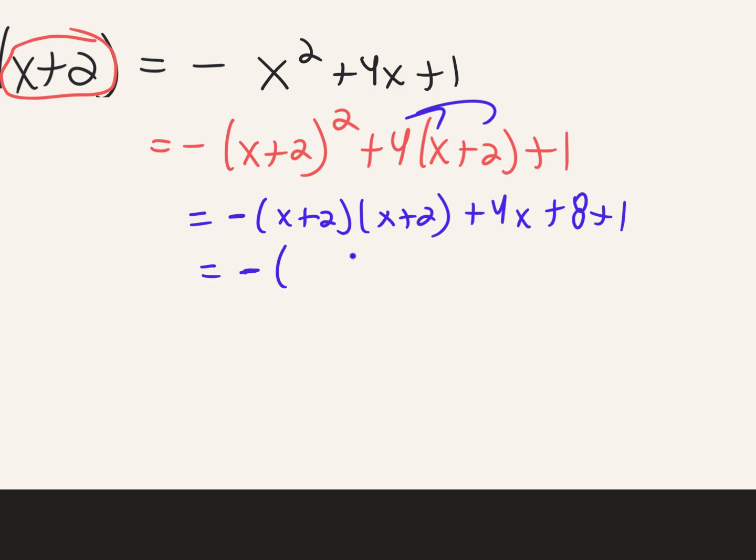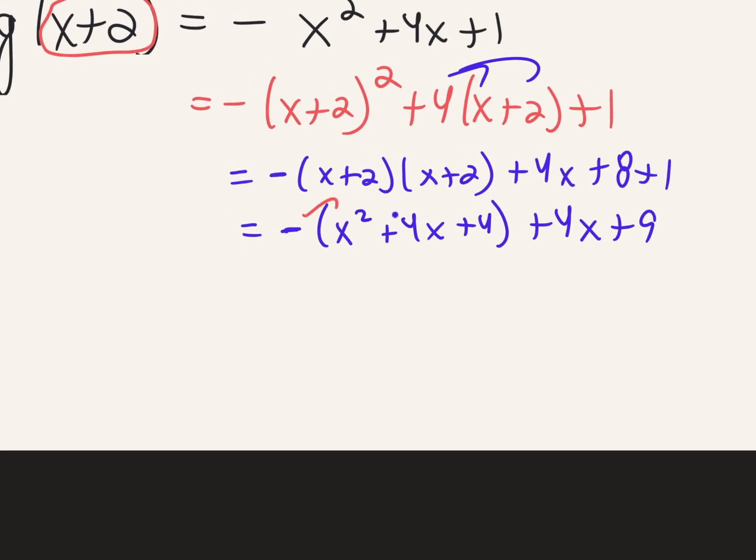Now FOIL, what's x times x? X squared. X times 2. And then 2 times x? So it's going to give me a total of, good, 4x. And then 2 times 2 is, yep. And then I have plus 4x plus 9. You don't have to combine there if you don't want to. You can wait till the end. Now, what do I need to do with that negative? I have to distribute it. So negative x squared minus 4x minus 4 plus 4x plus 9.